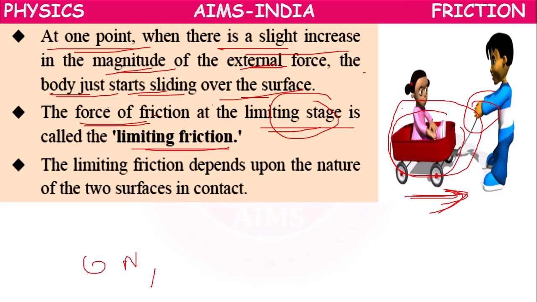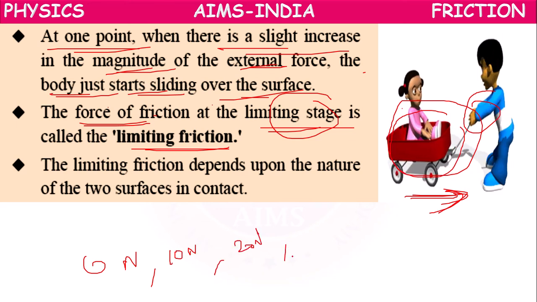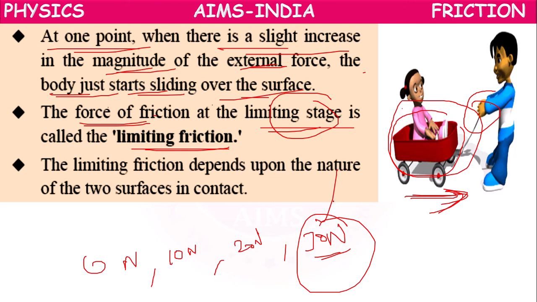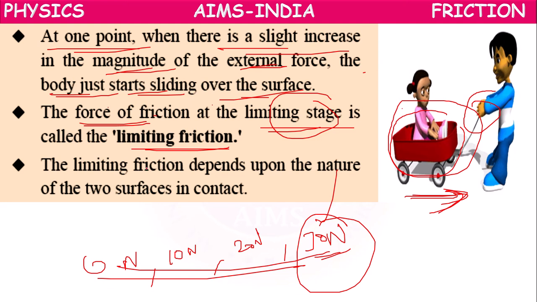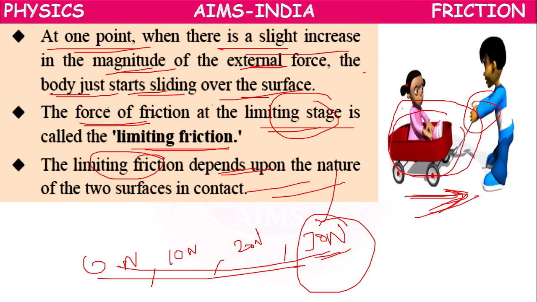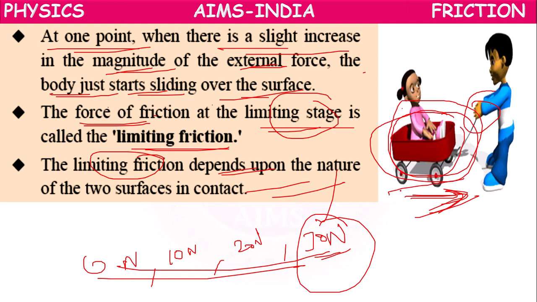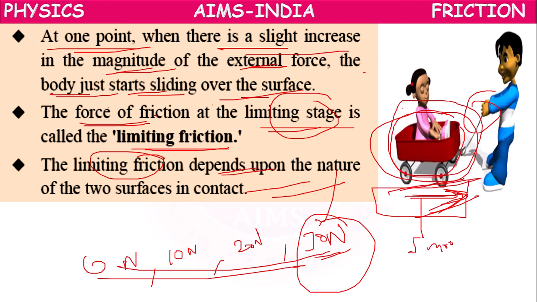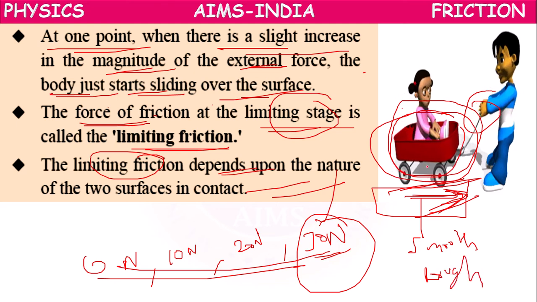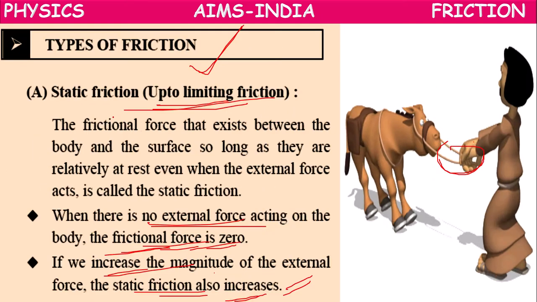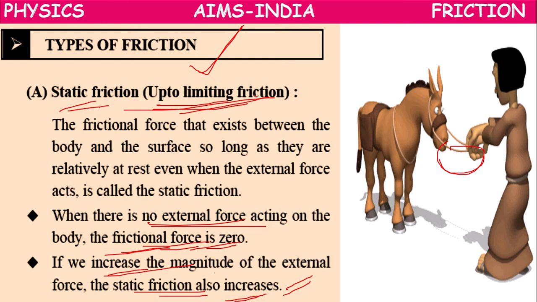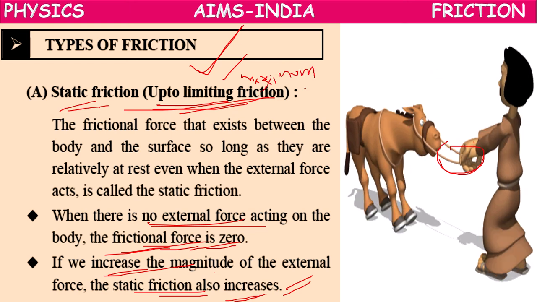So if we start the force from 0 newtons, it is not moving; at 10 newtons not moving; at 20 newtons not moving; at 30 newtons it is ready to move. So this 30 newtons is considered as limiting friction. Up to 30 we have static friction. This limiting friction also depends on the nature of the surfaces, whether he is moving this small vehicle on a flat, smooth surface or on a rough surface like sand. So we have first type, static friction, up to movement. When it is ready to move, that friction is called limiting friction, also called maximum static friction.